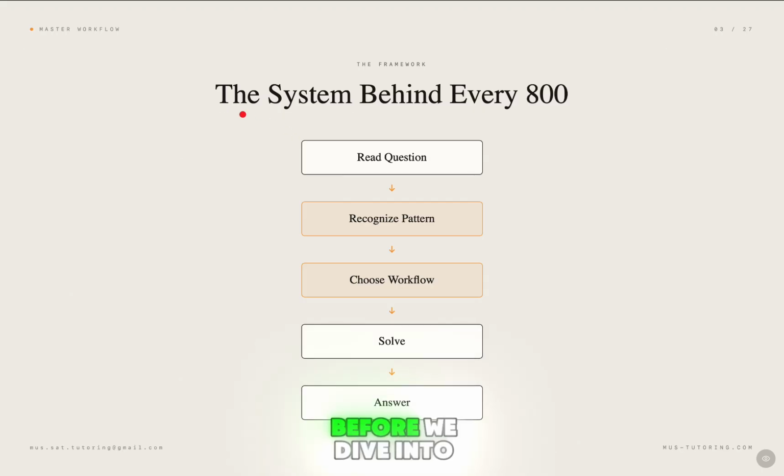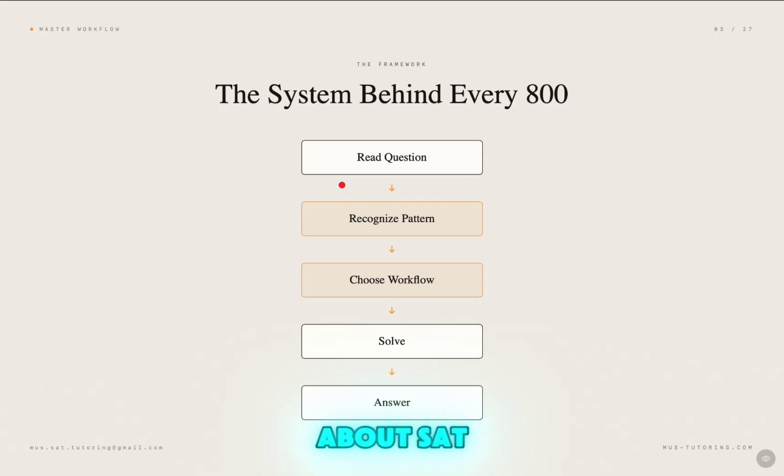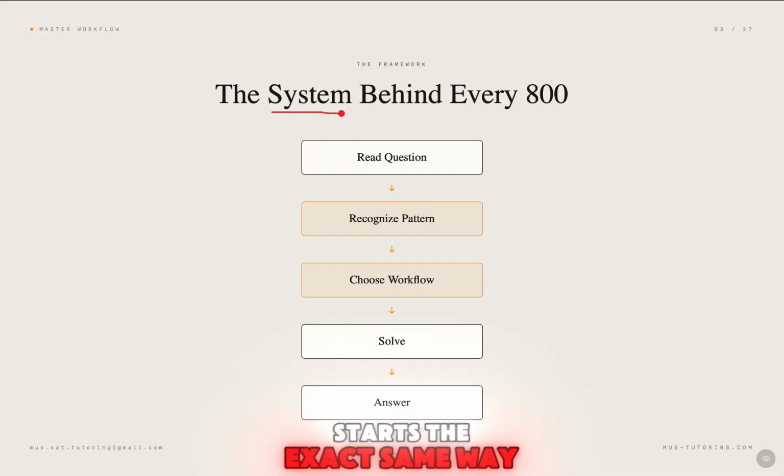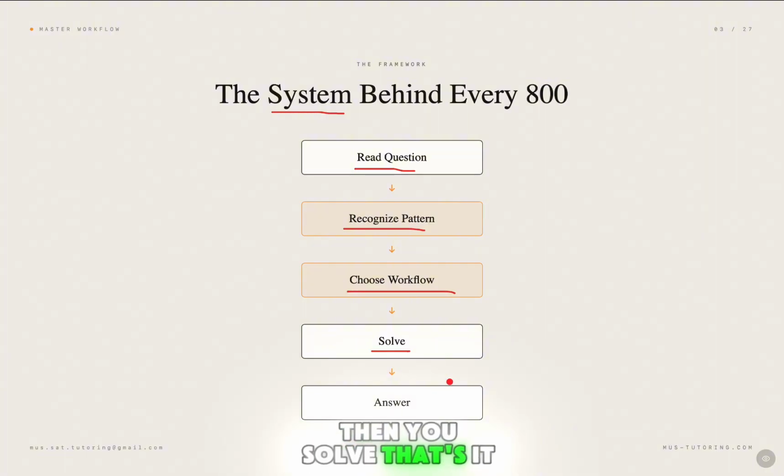Let's get started. Before we dive into each pattern, I want you to completely change how you think about SAT math. Every single question starts the exact same way. You read the question, you recognize the pattern, you choose the best workflow, then you solve. That's it. Not formulas first, not random guessing, pattern first. So what are those patterns?